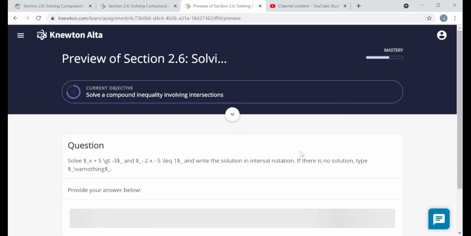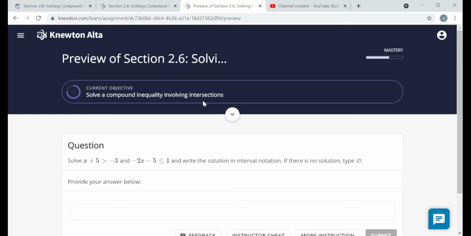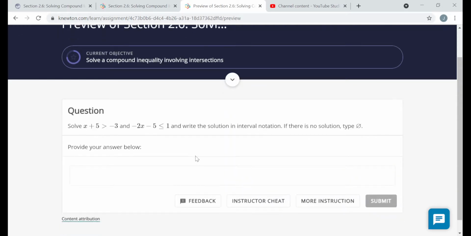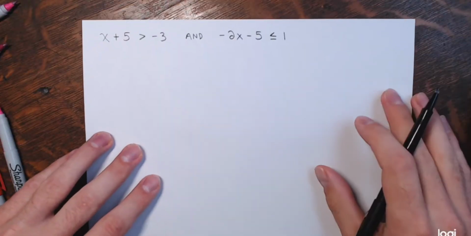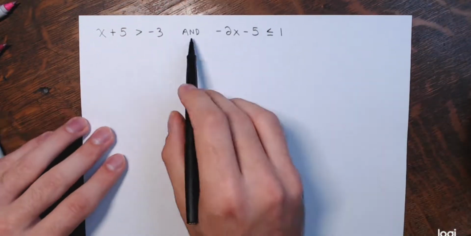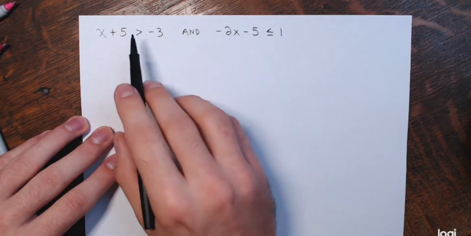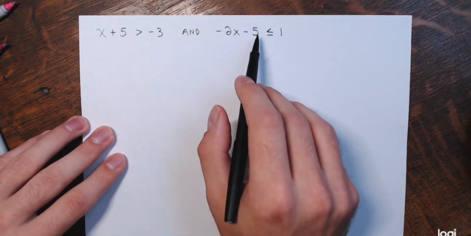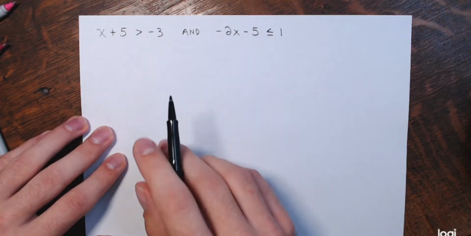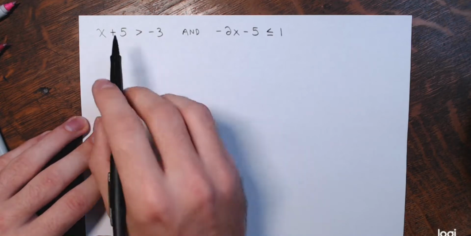All right. And one more time, intersections, these "and" inequalities. So once again, I'll write this out and we'll draw it up. Here once again I have the word "and" connecting two inequalities. So first I'm going to solve both, and then we're going to look for the numbers that actually satisfy both at the same time.